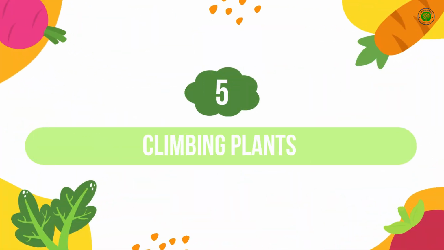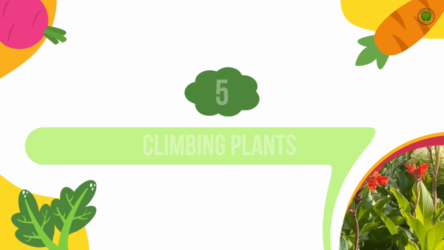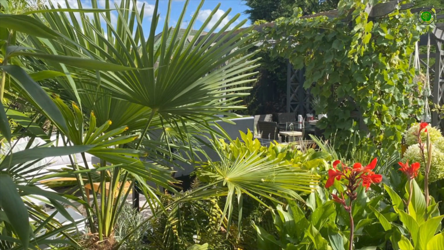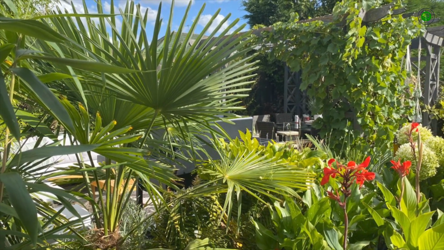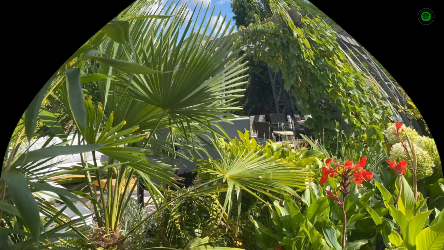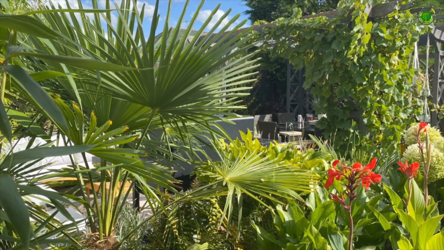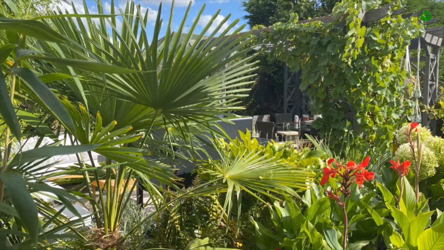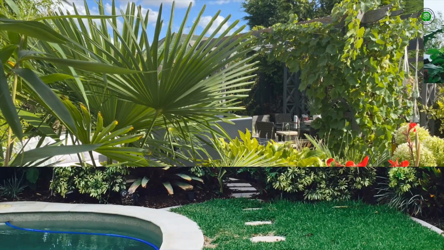5. Climbing plants. Passion flower or Passiflora spp, Mandevilla or Mandevilla spp, climbing fig or Ficus pumila. These can be used to cover walls, fences, or pergolas, adding another layer of greenery.